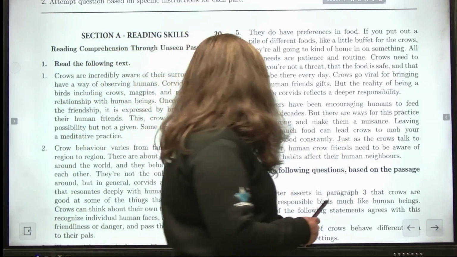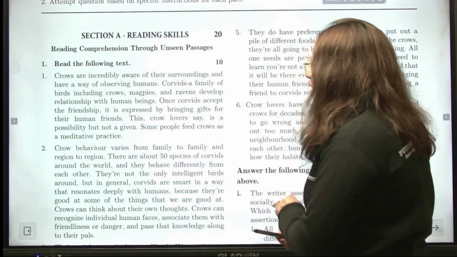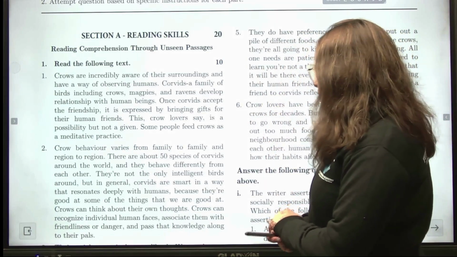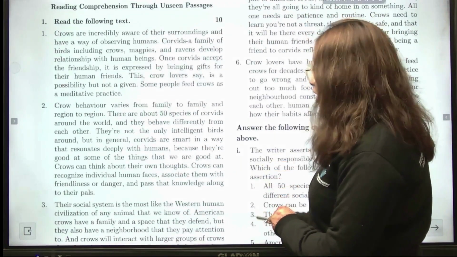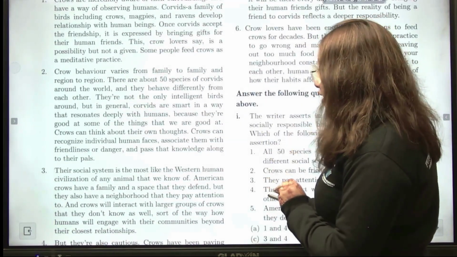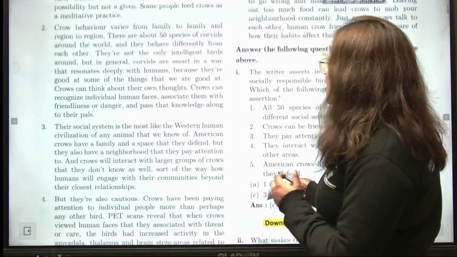ठीक है, अभी हमने एक जगह ये भी पढ़ा था कि जो ये birds होती हैं, ठीक है, they are so intelligent and they are good at some of the things that we are at.